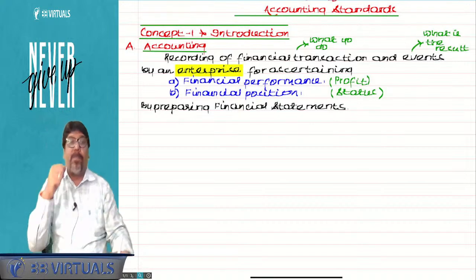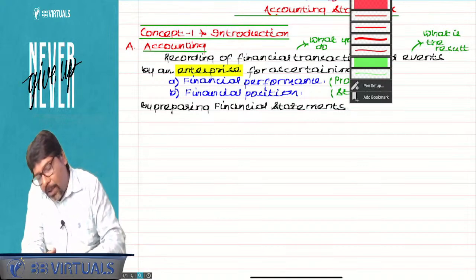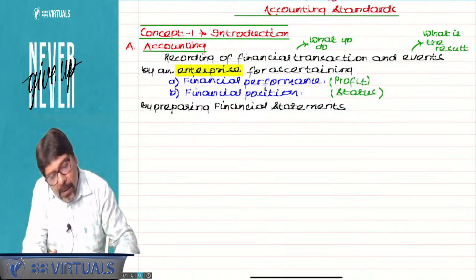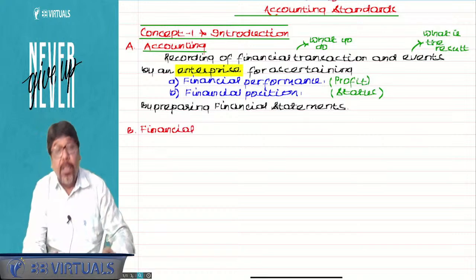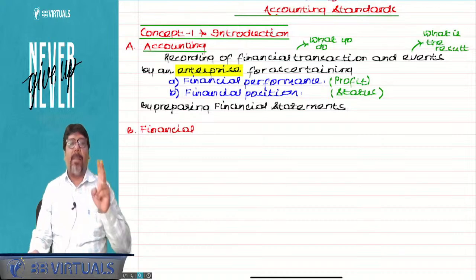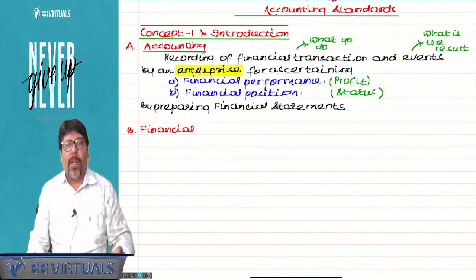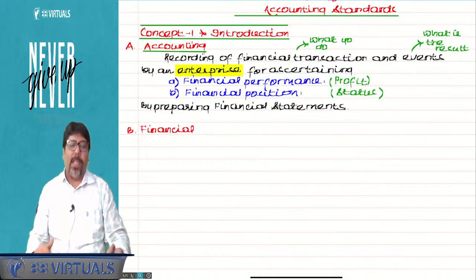We can find out profit and status by preparing financial statements. Now, Chartered, the second question arises, sir: what are financial statements? Financial statements, I am sure you are aware. There are so many people who will parrot: sir, P&L is a financial statement, balance sheet is a financial statement, notes to accounts is a financial statement, cash flow statement is a financial statement, and statement showing changes in equity. Correct.